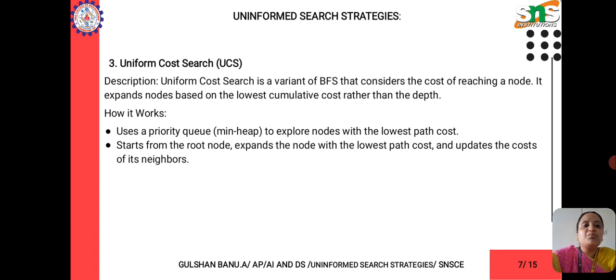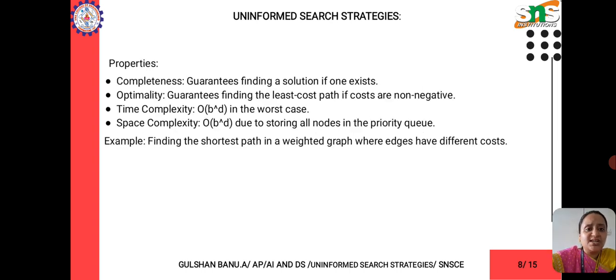What is uniform cost search? Uniform cost search is a variant of BFS that considers the cost of reaching a node. How does it work? It uses a priority queue, starts from the root node, expands the nodes with the lowest path costs, and updates the cost of its neighbors. It also has the properties of guaranteeing to find a solution if one exists, and guaranteeing the least cost. The time complexity is O(b^t), and the space complexity is O(b^t).